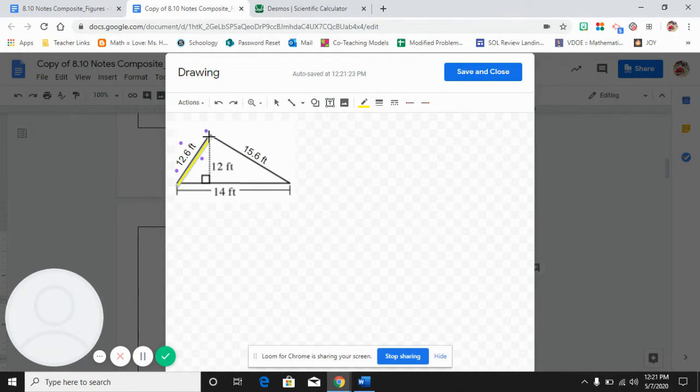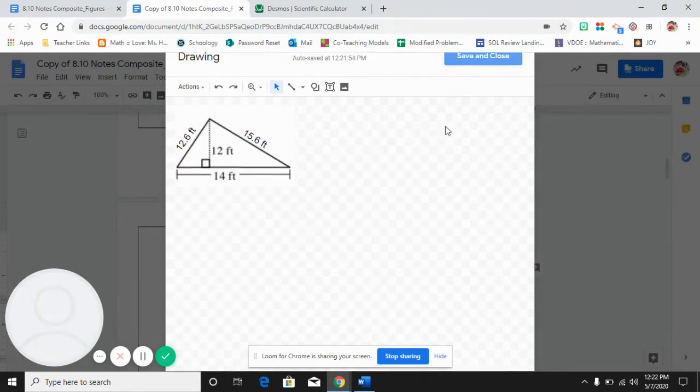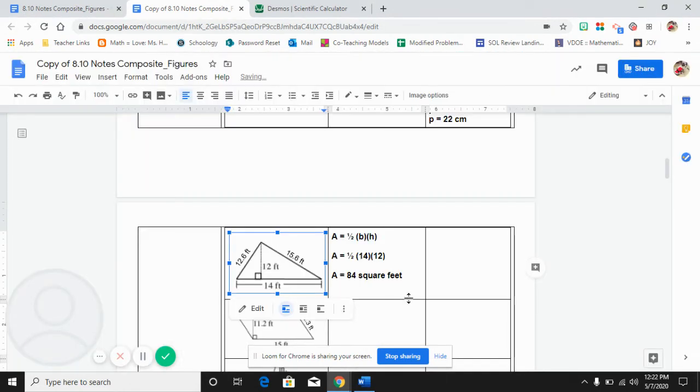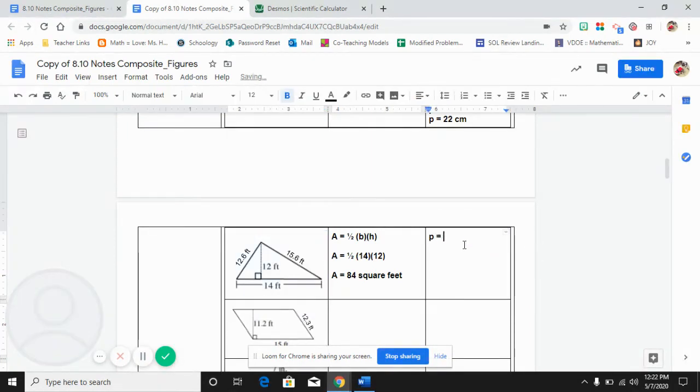The first side of the three sides is 12.6 feet. Then we have another side that is 15.6 feet. Picture is going to be off a little bit, sorry. And then the third side is 14 feet. So to find the perimeter, we're going to add up 12.6 plus 15.6 plus 14.